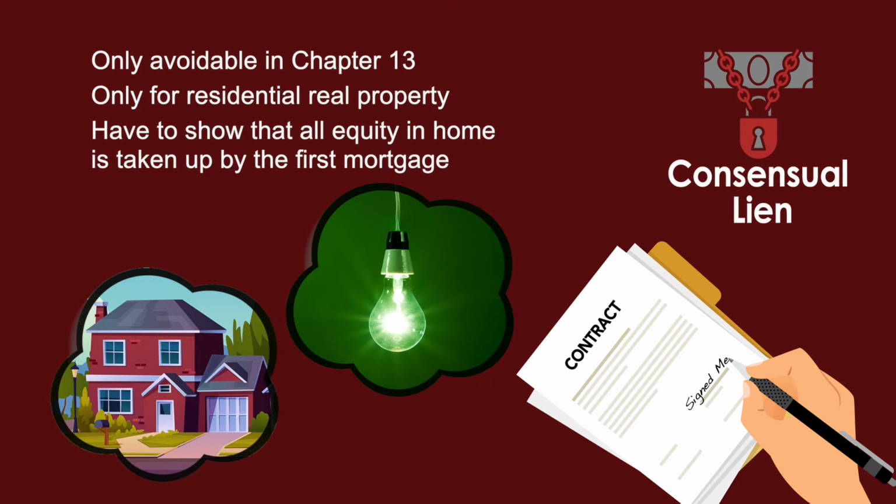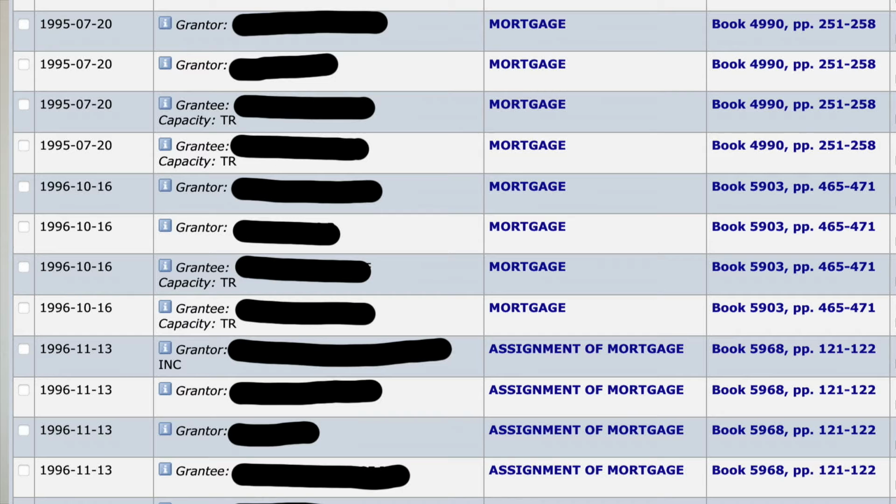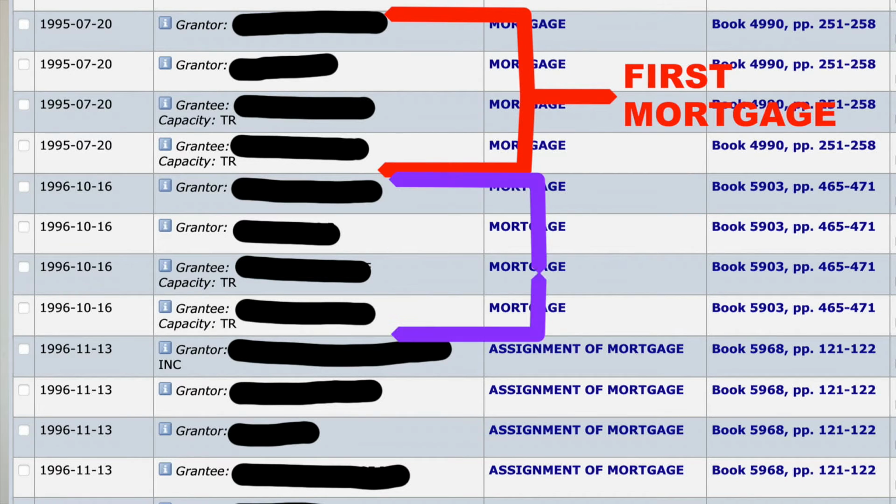second mortgage, is unsecured because all of the equity in the home, and it is done only for residential real property, all of the equity in the home is taken up by the first mortgage or any preceding liens. A motion must contain all of the liens on the property that precede your lien. So if there is a first mortgage and a second mortgage, and this is an HOA, you must describe and point out on the land records where the first mortgage and the second mortgage is.